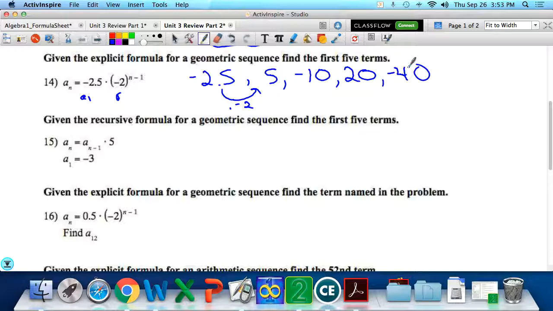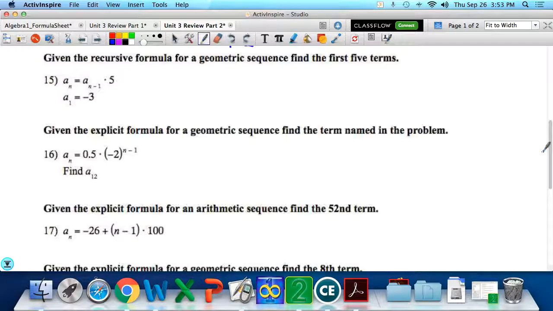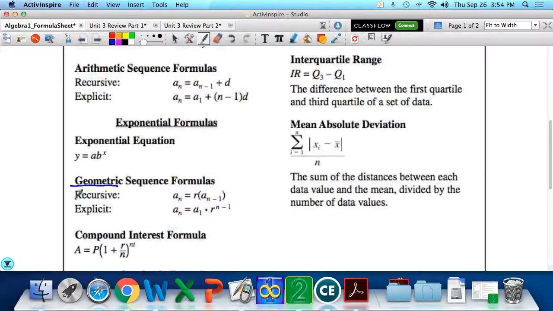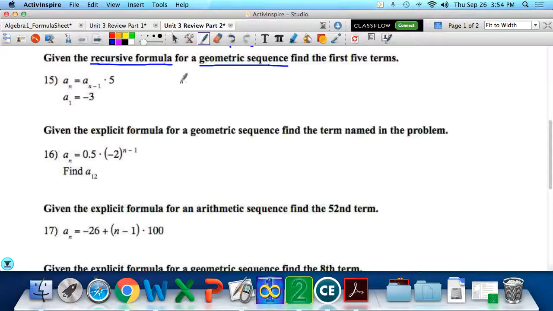Number 15, given the recursive formula for a geometric sequence, find the first 5 terms. Same directions. Okay, I would expect these to be kind of mixed in a little bit tomorrow. Same sort of directions, first 5 terms, but this time different matching game. Geometric sequence, recursive formula. That means my ratio is out front, but there's no first term listed. That's because it's given to you in the problem. So I know my first term is negative 3, and every step of the way I'm using the common ratio of 5. So this would be negative 15.